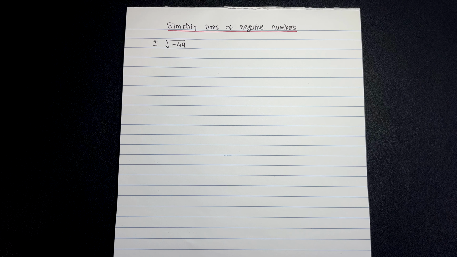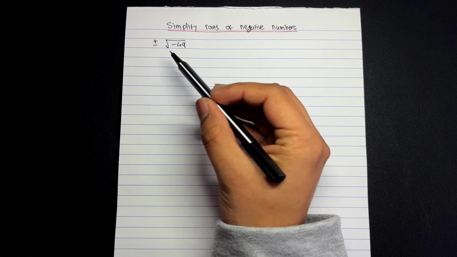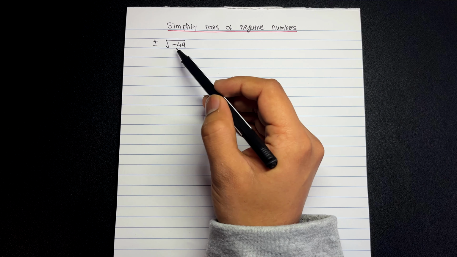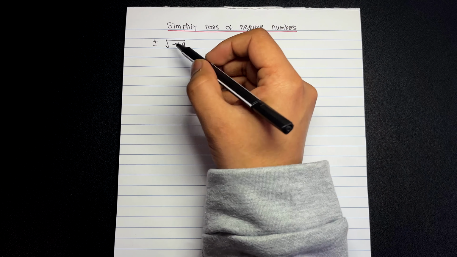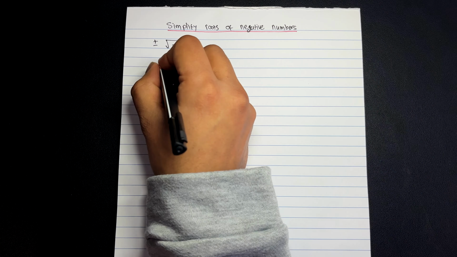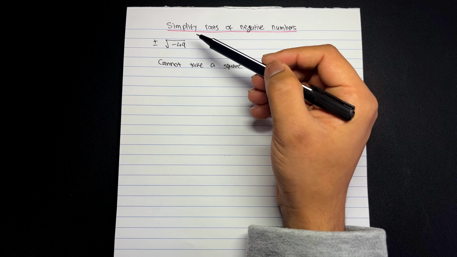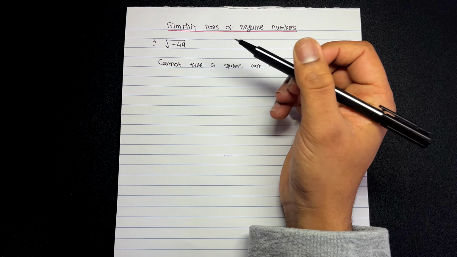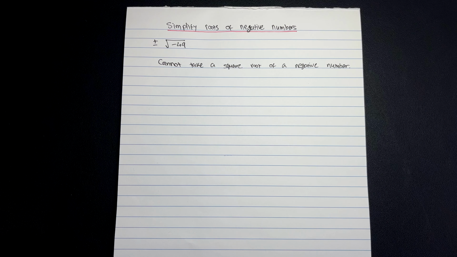In this video, we will go over how to simplify roots of negative numbers. So here's our example. How do we take a square root of negative 49? As some of you might know, you can't take a square root of a negative number. If you try to use a calculator to take a square root of negative 49, it will give you an error. So when this happens, we're going to apply the radical rule. Let me show you what the radical rule is.